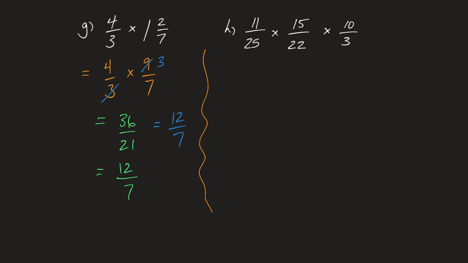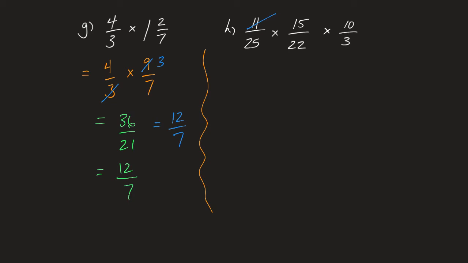It maybe especially means, man, if I can cross-reduce this thing, I want to. I do not want to multiply straight across on top and go 11 times 15 times 10 all over 25 times 22 times 3. No, I don't want to do that. And then reduce. So I'm going to spend the time to see if I can cross-reduce.